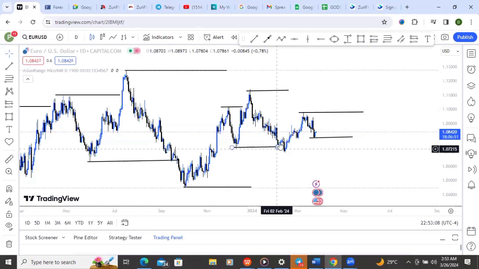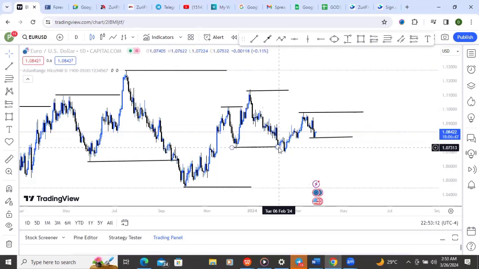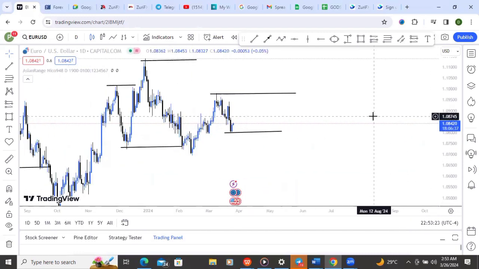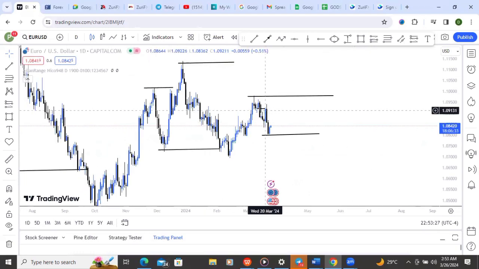Now you can see that this is a clear break of structure, but on the weekly time frame, we were just seeing a candle wick. So it's a clear break of structure, and this is the last break of structure that we have over here. So we're maintaining the break of structure that we've seen on what? On the weekly time frame. We're acting between these two ranges.